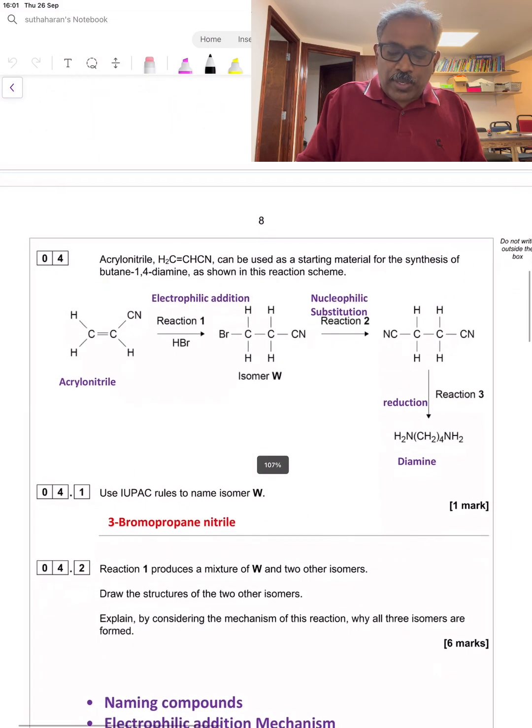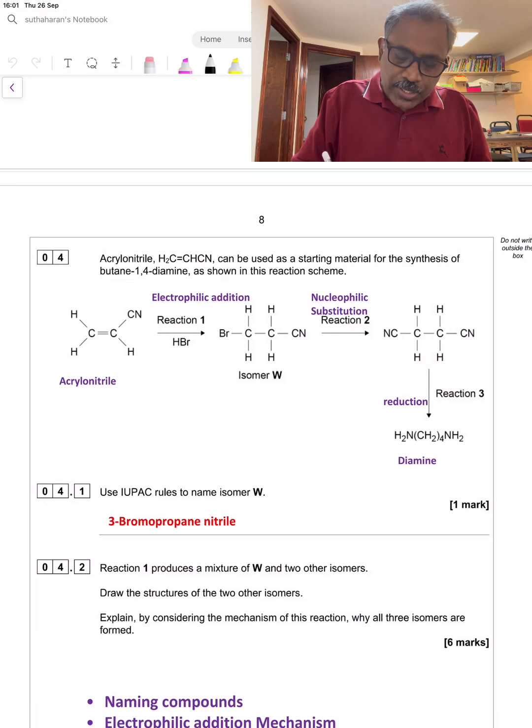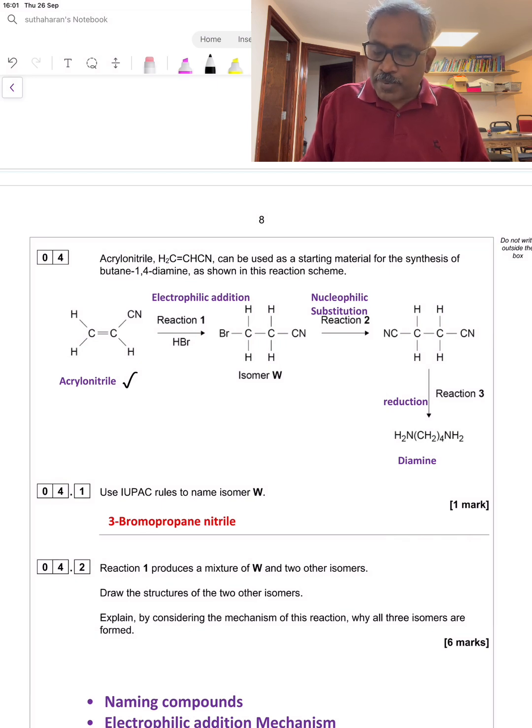Question number 4, starting from acrylonitrile, which undergoes an electrophilic addition reaction, which is reaction 1 in this 3-step synthetic route, with HBr to produce isomer W. The first question was to name isomer W.